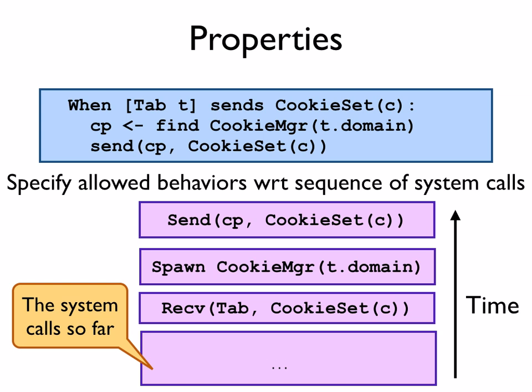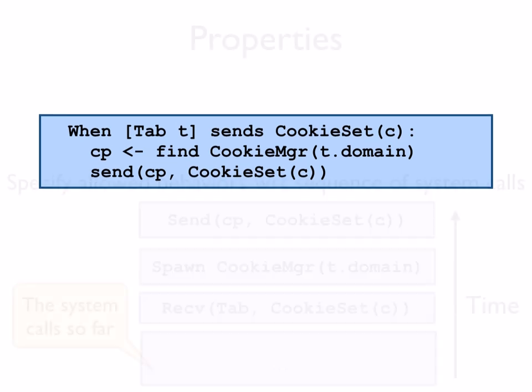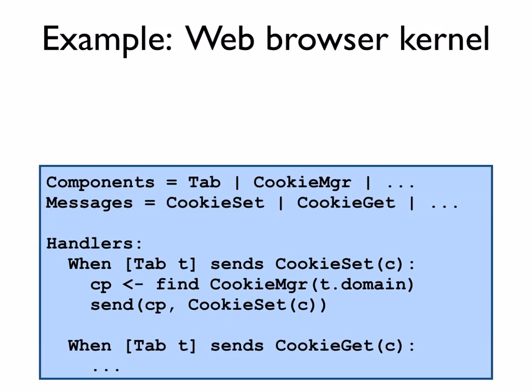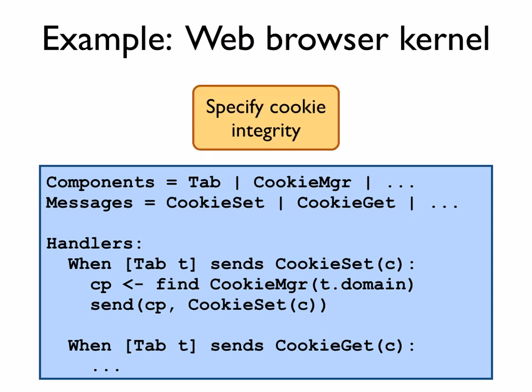And more generally, the sequence of system calls can be broken up into a sequence of handler executions, each of which makes some number of system calls. So that's what the sequence of system calls looks like. Now, how does a user specify properties that this sequence should satisfy? Well, I'll illustrate this with another example, in particular, cookie integrity.